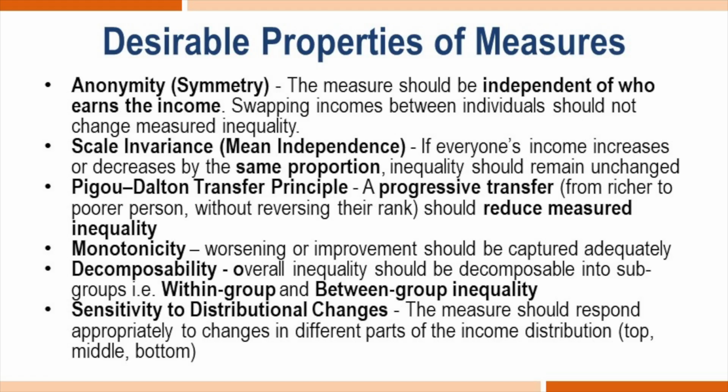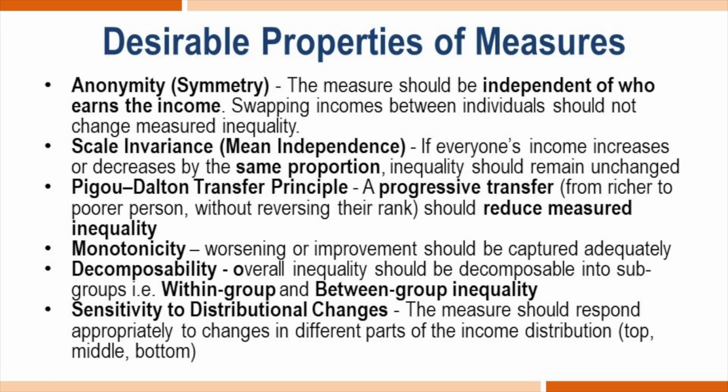There is a property called scale invariance or mean independence. If everyone increases or everyone decreases by the same proportion, the value should not change. That is called scale invariance. Suppose there is a gap, and then the male value increases by 10%, and the female value is also increasing by 10%, then there should not be any change in the value that we have originally obtained. Then we have the Pigou-Dalton transfer principle. If we allow a progressive transfer from a greater value to a lower value, or from a richer to a poorer person, without reversing their rank, that should reduce the measure of inequality.